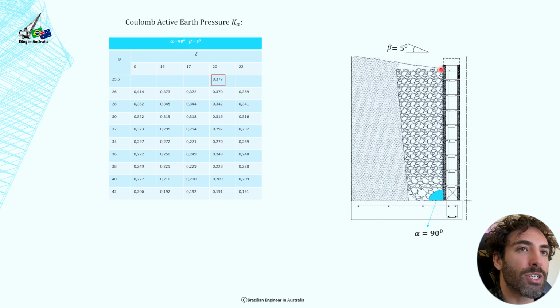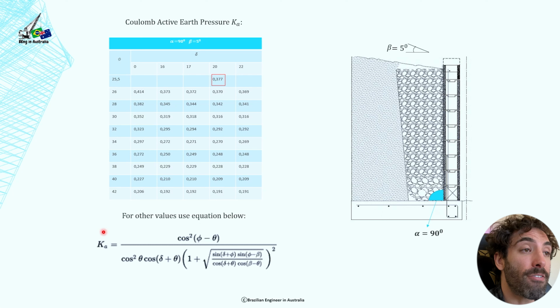So beta is just the slope of the soil behind the wall, and alpha is pretty much the inclination of the wall. If we go to the table here, 25.5 and 2/3 of 30, which we calculated previously, is 20. So we get the Ka 0.377. If you have other values that do not show in this table, you can use this equation here.